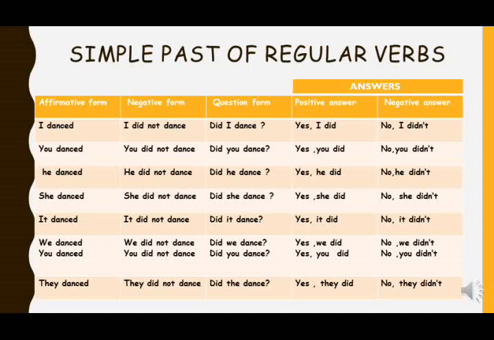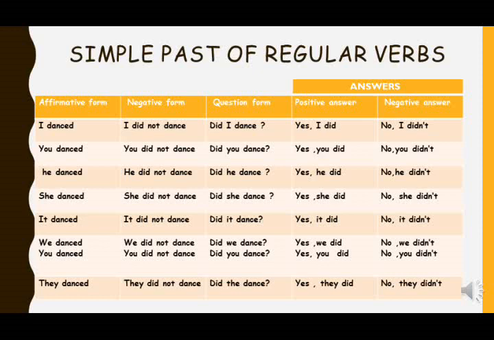Let's go to the simple past of regular verbs example. Here we use the verb dance. As in the slide, we have the verb dance in the affirmative form. Here we add ed to the verb, while in the negative form we use just did. We didn't change the verb. The verb stays as it is. In the question form too, we use did plus subject plus the verb in the infinitive. Verbs don't change when we use the verb to do in the past.